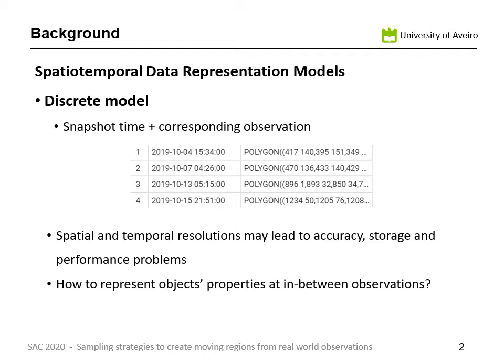Also, as real-world moving objects may change their position and shape continuously over time, there are applications where it is also necessary to represent these properties at any time, including in between observations. And this may be an issue when we use the discrete representation.